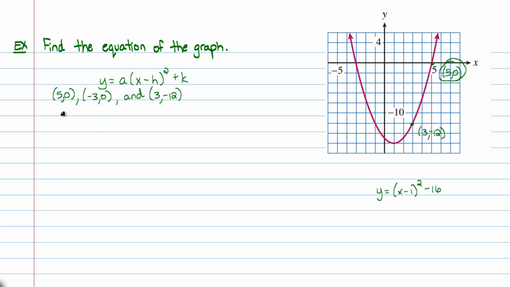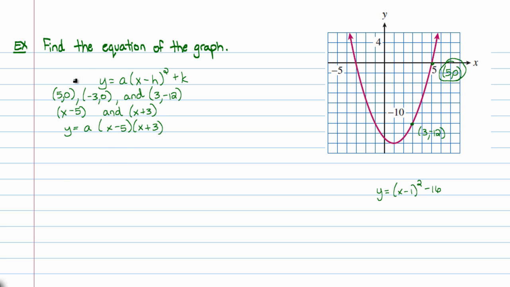In other words, x minus 5 must be a factor, and x minus a negative 3, or in other words, x plus 3, is a factor. So my equation looks something like y equals some number times x minus 5 times x plus 3. Now let me convince you that this is true.